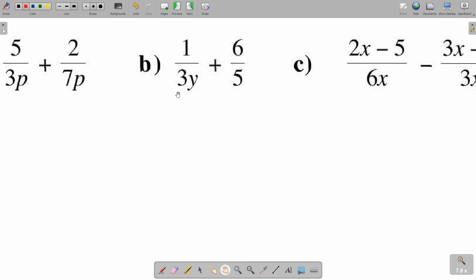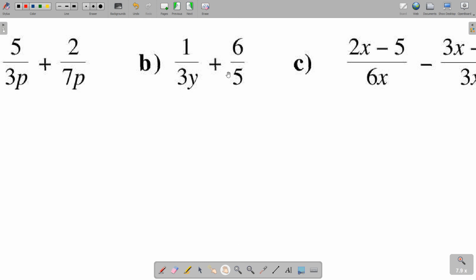Okay, B. Uh-oh. Now it gets a little trickier because now we've got totally different things. One's with letters, one's with numbers only. Well, rule of thumb is we need to have everything that's going to be a product of all these terms. So basically, one thing to do is we have the LCD. Best choice is going to be 3y times 5. That's one of the ways to get the LCD, or at least one of the things.